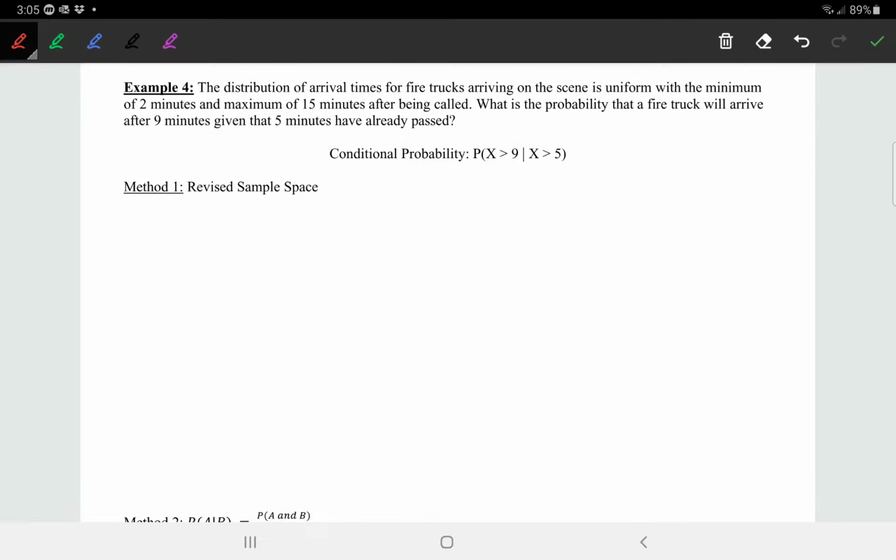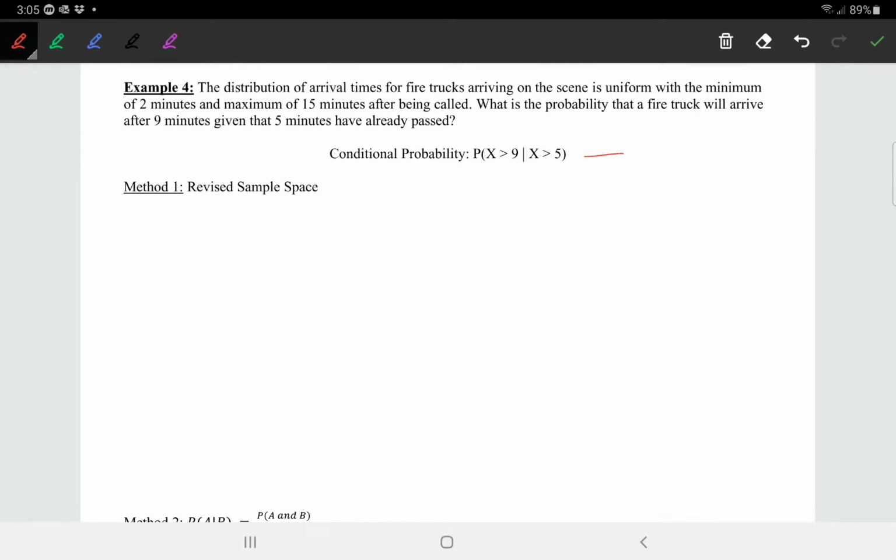So again, we'll look at the distribution of arrival times for fire trucks arriving on a scene. It is uniform with a minimum arrival time of 2 minutes and a maximum arrival time of 15 minutes. We can calculate conditional probabilities using the uniform distribution. We could ask the question, what is the probability that a fire truck will arrive after 9 minutes, given that 5 minutes has already passed?